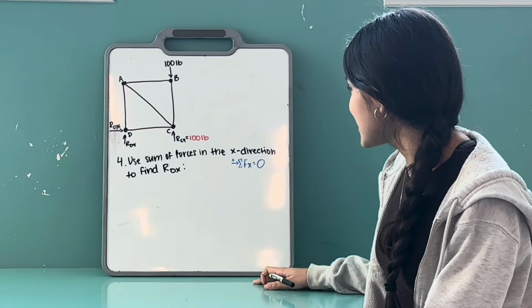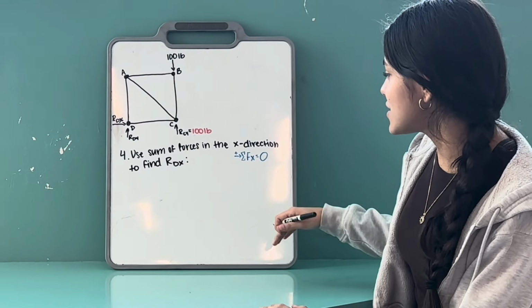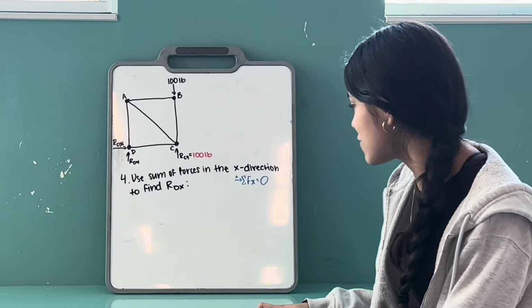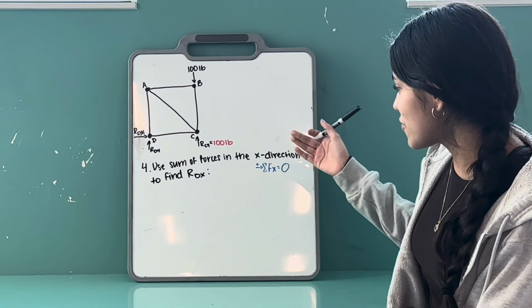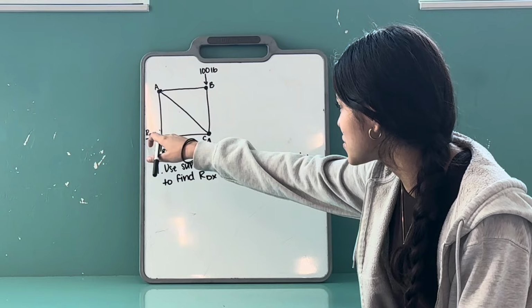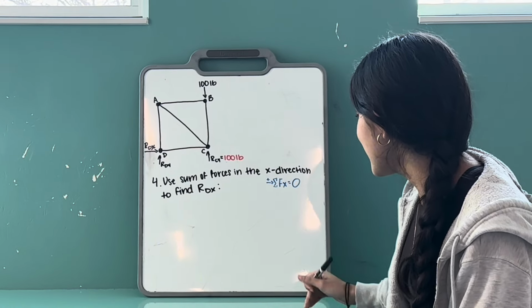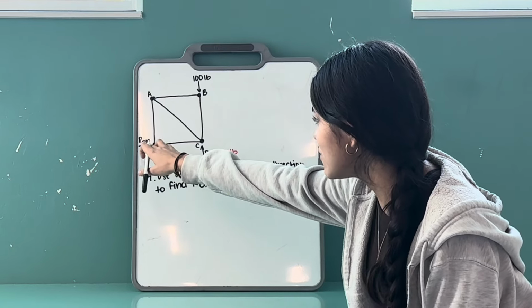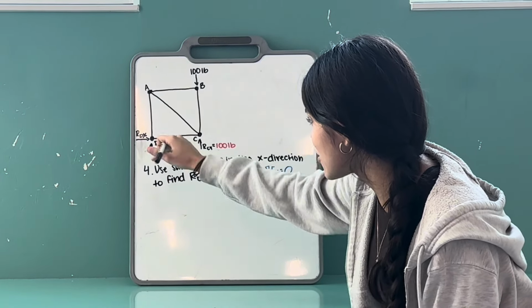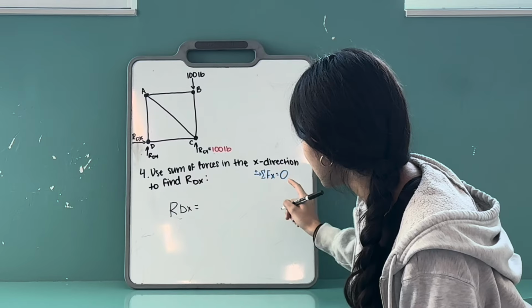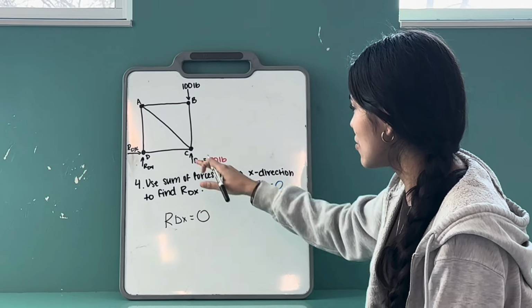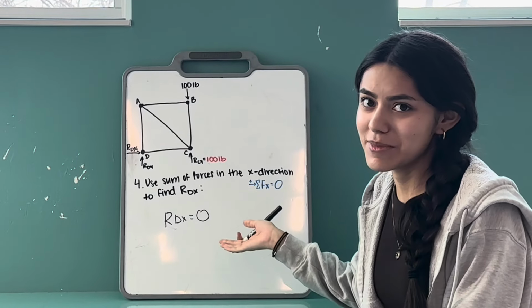Okay, so the next step, step 4, is using the sum of forces in the x direction to find RDX, which is this one. We're finding the forces along the x-axis, which would be across here. The only force we have going in the x-axis is RDX, so we set RDX equal to 0. Since that's the only force in the x-axis, that's it, making it 0 pounds.